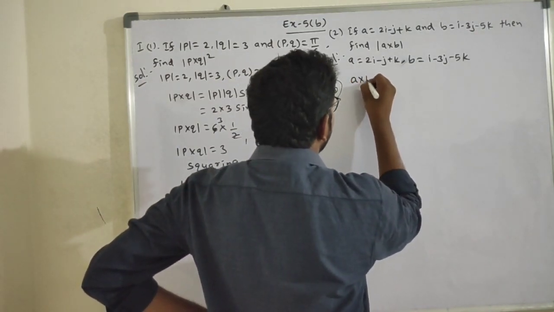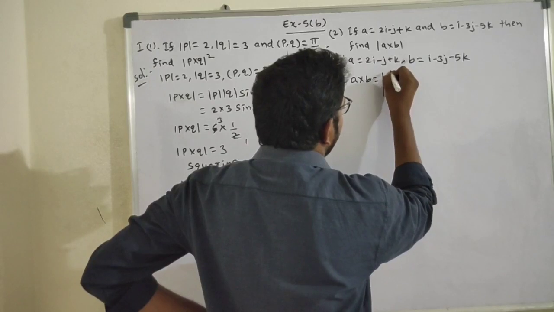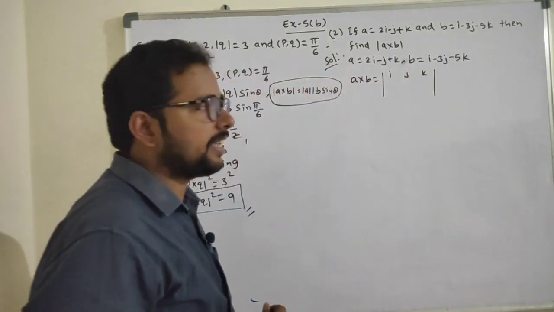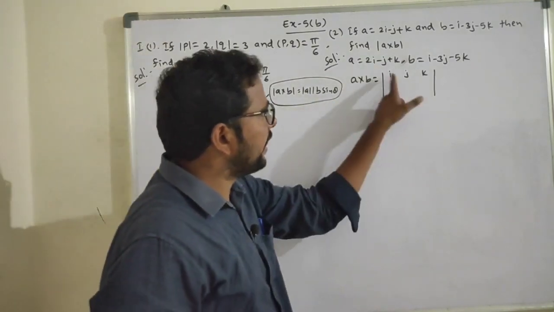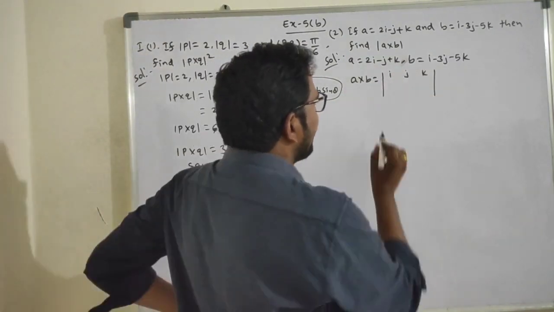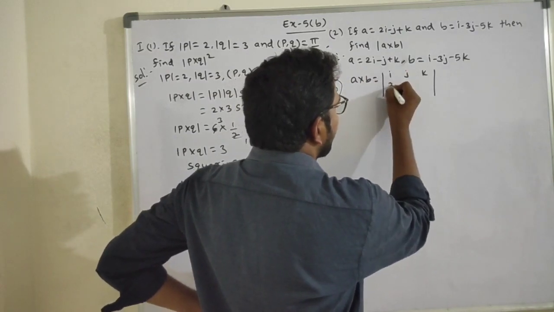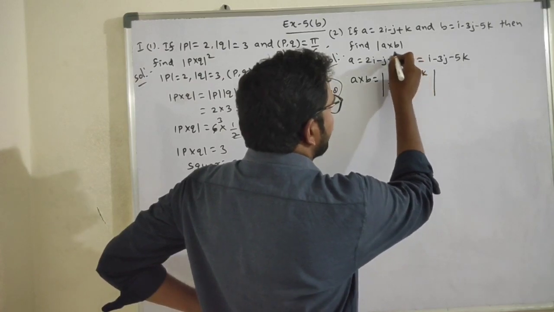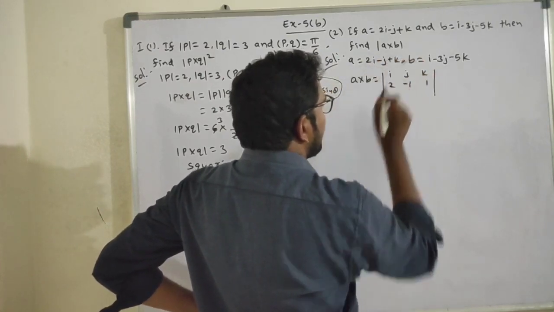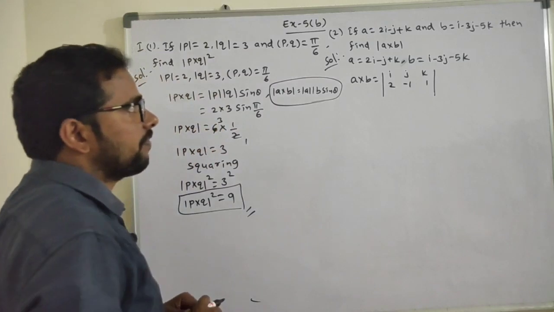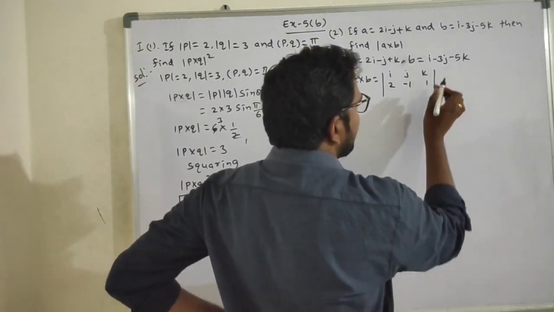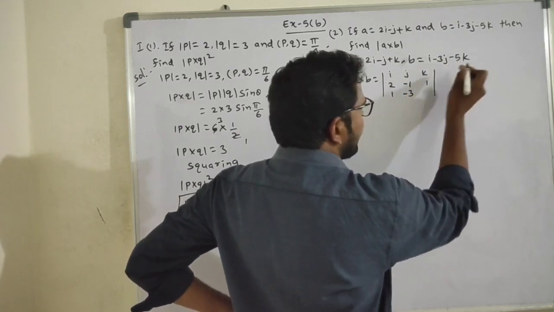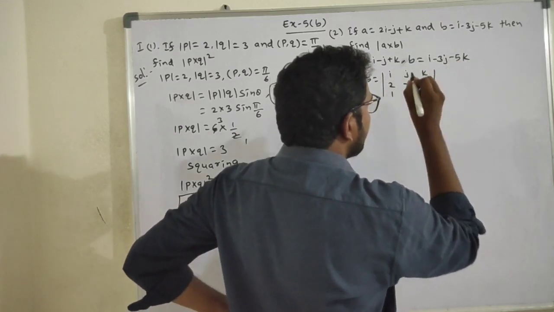A cross B is equal to the determinant of i j k. First take i j k values. From the first vector, what is the i coefficient? 2. What is the j coefficient? Minus 1. What is the k coefficient? 1. So 2, minus 1, 1 from the first vector. From the second vector, the i coefficient is 1, the j coefficient is minus 3, the k coefficient is minus 5.